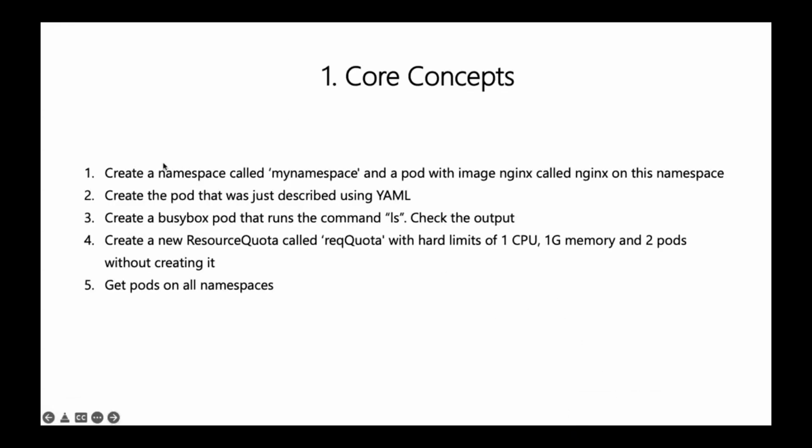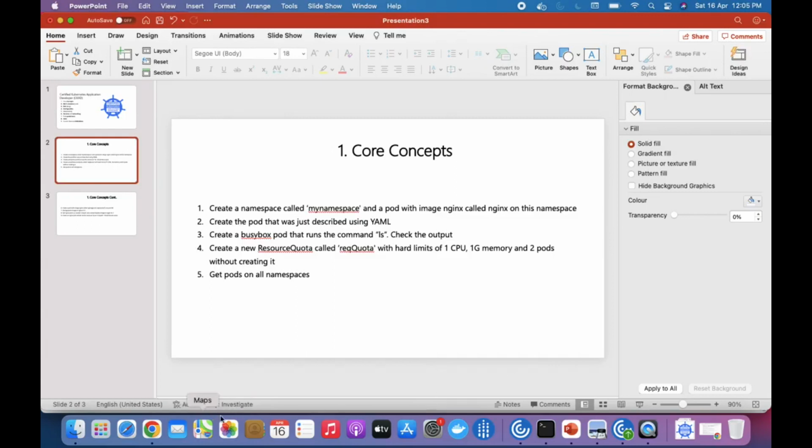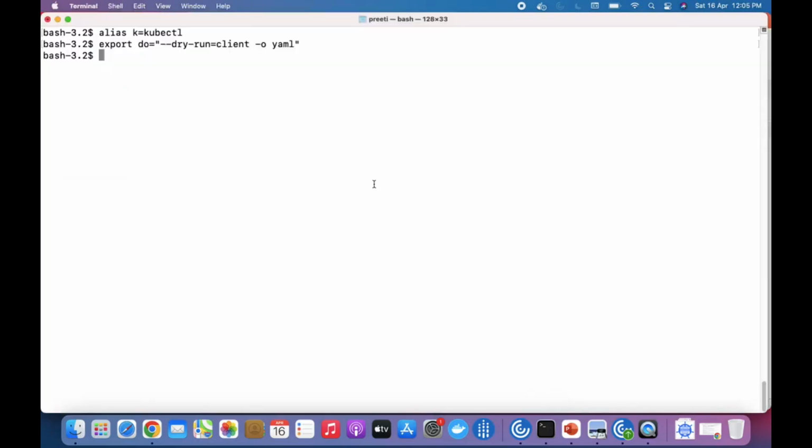The first question, if you see here, is: create a namespace called my namespace and a pod called nginx in this namespace. First, remember that whenever you start the examination, you have to be very careful about which namespace you are in. Sometimes you also have to set the cluster, otherwise you will not get the desired output when you run the kubectl command. Whatever is written in the question, you have to first set the cluster and namespace. So let's start with our first question.